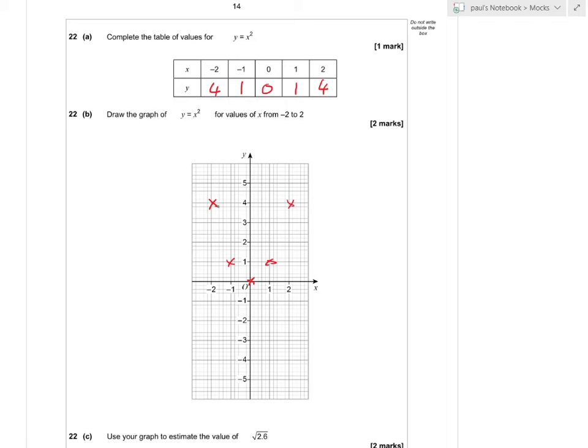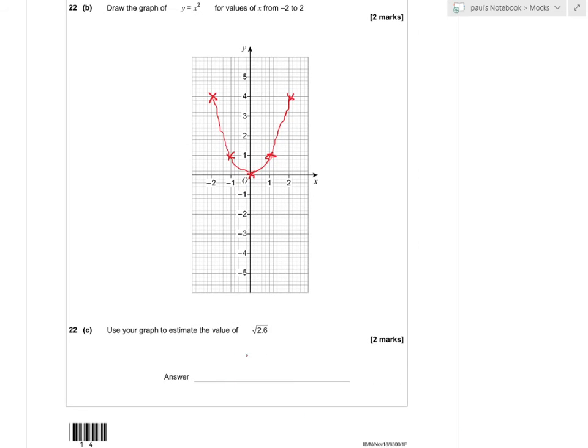Okay, so try and make a nice rounded curve. Use a graph to estimate the square root of 2.6. That's caught me by surprise. 22C.